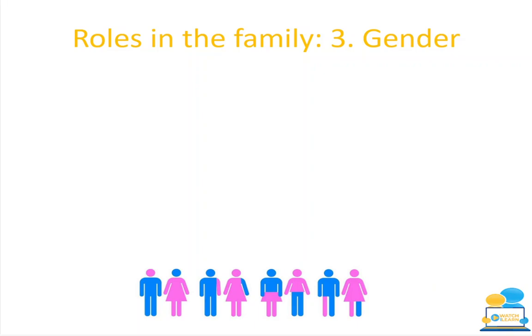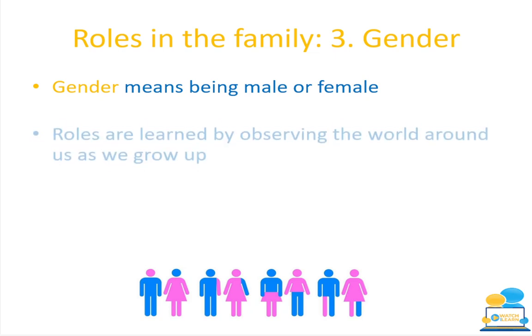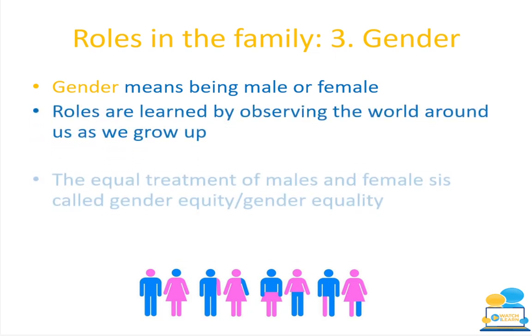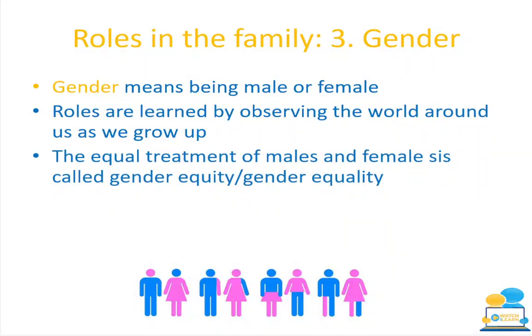So roles in the family, we also look at gender roles, okay? So gender refers to being male or female. Roles are learned by observing the world around us as we grow up, okay? So do you know the way, say your parents, they would have maybe said back in their time, Barbies are only for girls. So then you'd know, oh, well, I'm only supposed to play with girls' toys. If I'm a girl, so I'll only play with that.